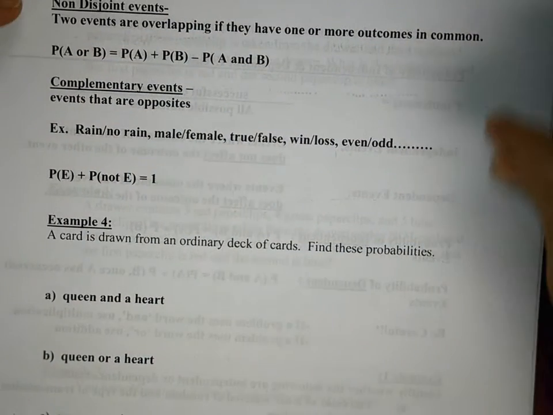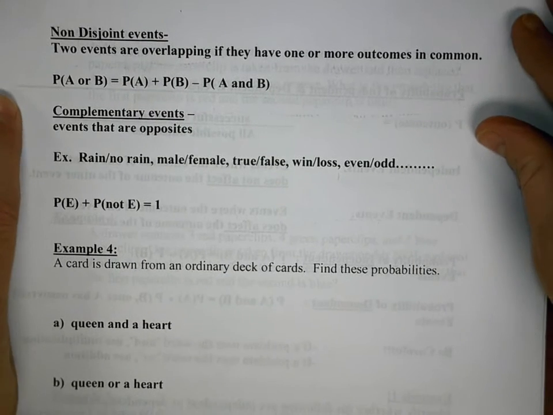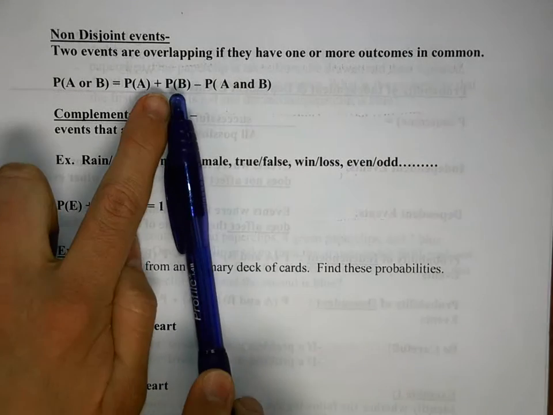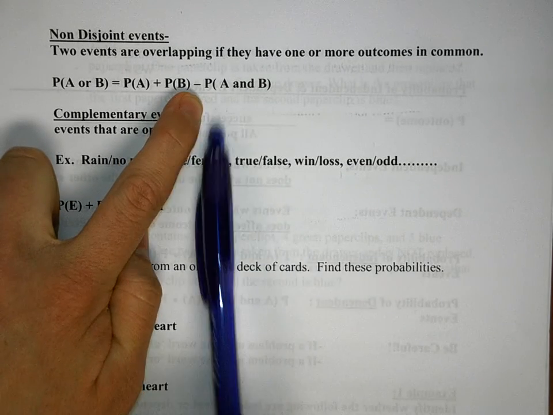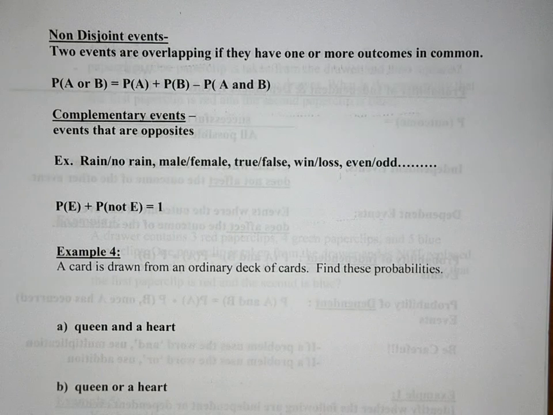Okay, now this is what I talked to you about. Two events are overlapping if they have one or more outcomes in common. So when you're doing this, you have to take the probability of A plus the probability of B and subtract out where A and B overlap. This will make sense as we go through.